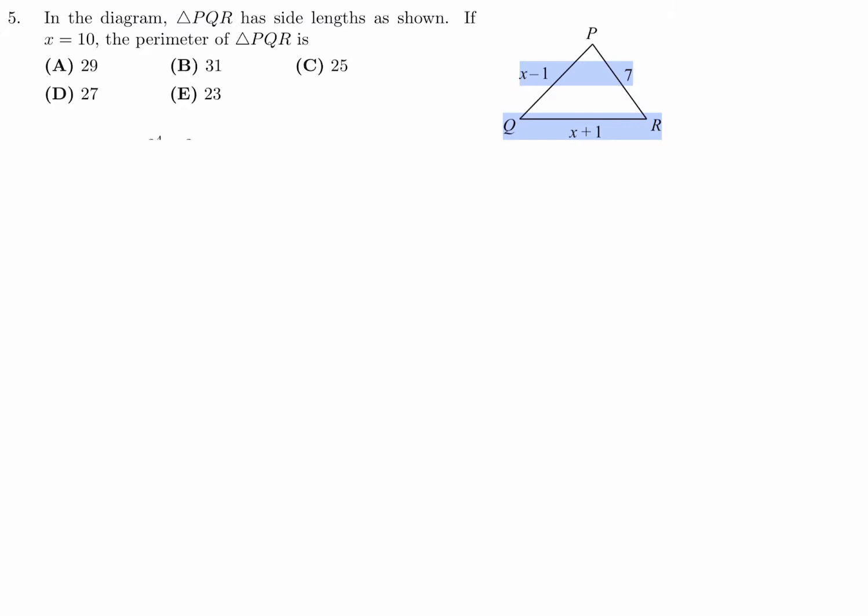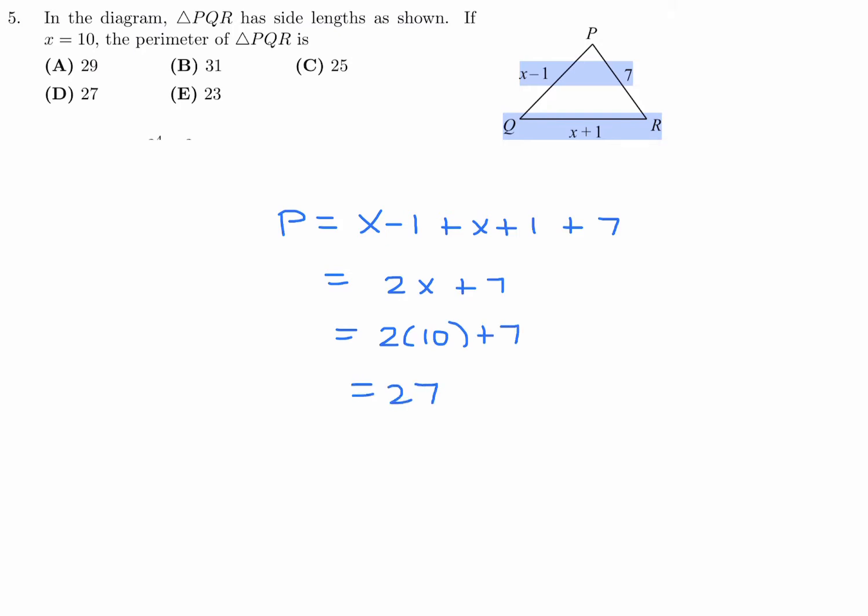In the diagram, triangle PQR has side lengths as shown. If x is 10, what is the perimeter? The perimeter is x minus 1 plus x plus 1 plus 7. And that means the 1's cancel, so we're just left with 2x plus 7. X is 10, so that's 2 times 10 plus 7, and therefore this is 27. So number 5, the answer is D.